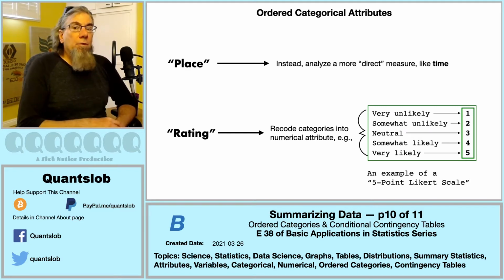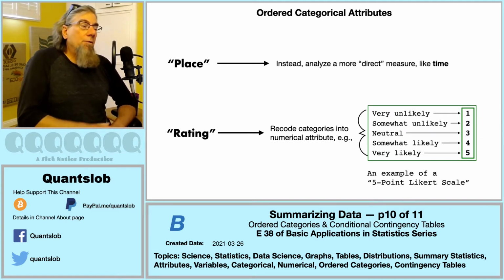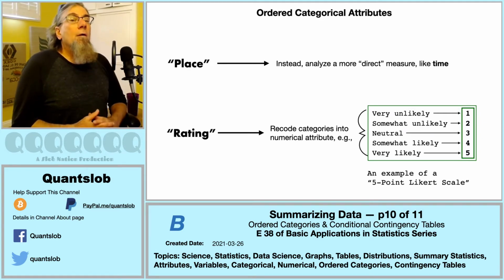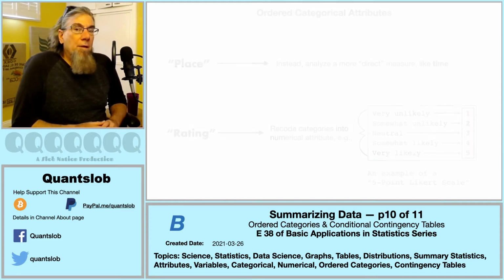So for example here, very unlikely gets recoded to a 1, somewhat unlikely gets recoded to a 2, and so on. And this type of recoding, by the way, produces a so-called Likert scale, named after the social psychologist Rensis Likert. Okay, moving on, another topic here.